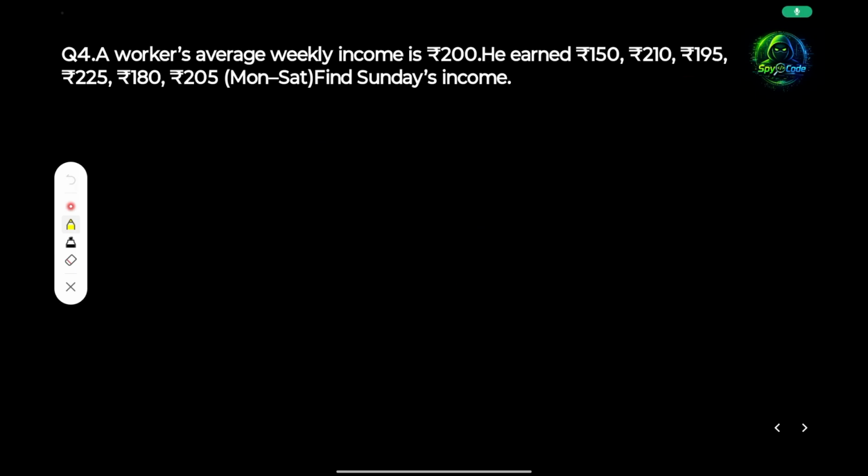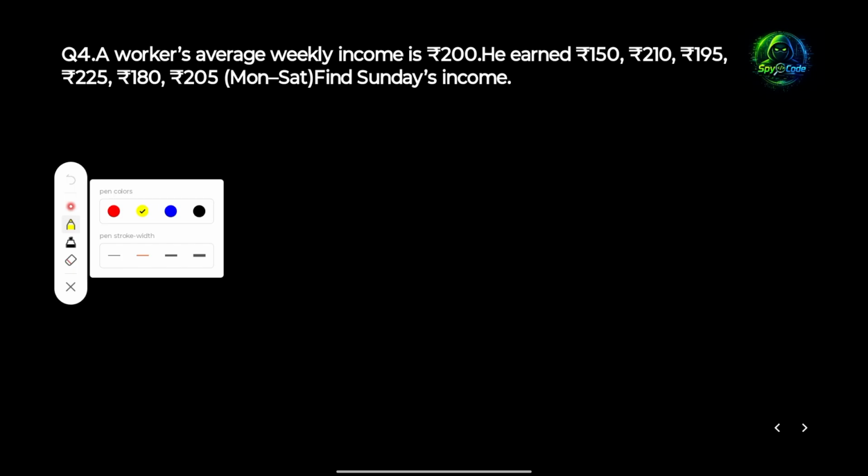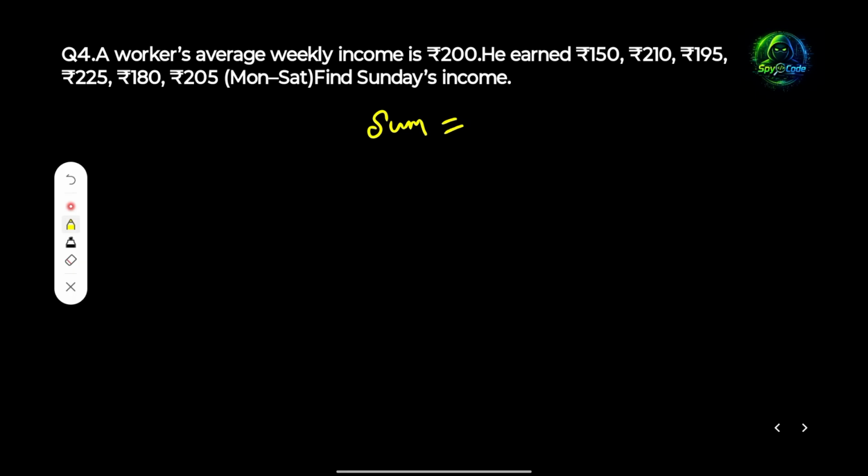Question number 4, a worker's average weekly income is 200. He earns 150, 210, 195, 225, 180 and 205 from Monday to Saturday. We need to find Sunday's income. Monday to Saturday sum: when we add this, we get around 1165.